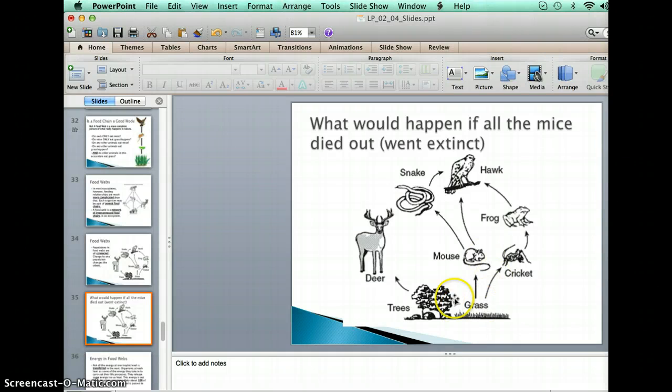Okay, so hopefully you noticed that the grass population would increase because they wouldn't have mice eating them. Hopefully you thought that the snake population would decrease because they wouldn't have any mice to eat. And then the hawk population would also decrease because they wouldn't have any mice to eat. You could also go a step further and think about how this would affect the frog. So if there's fewer mice, there's going to be fewer hawks because they don't have food. There are fewer hawks, there's probably going to be more frogs because they're able to reproduce and there's no predator eating them. So really start to think about how they're all connected.